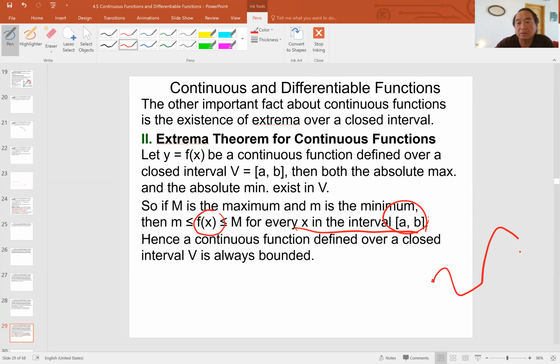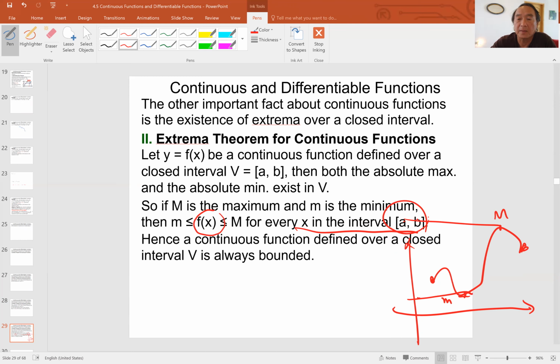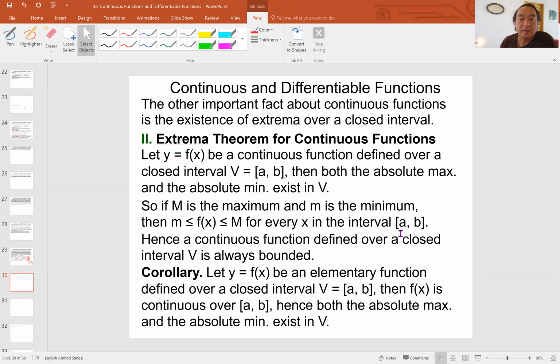So suppose this is the curve, and it's continuous from one end to the other. Then here's a minimum, and here's a maximum point over here, and everything is going to be in between these two values, big M and little m. So f of x is all going to be in here. In particular, we use the phrase: we say f of x is bounded.